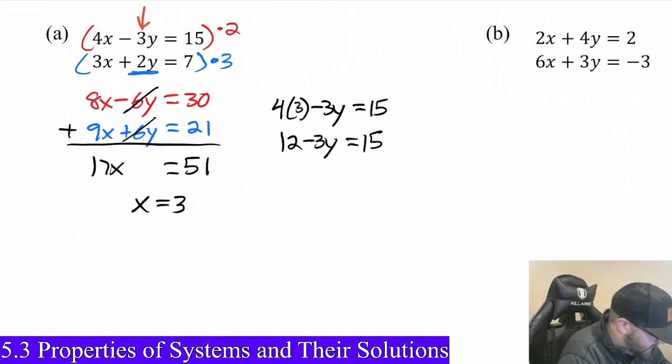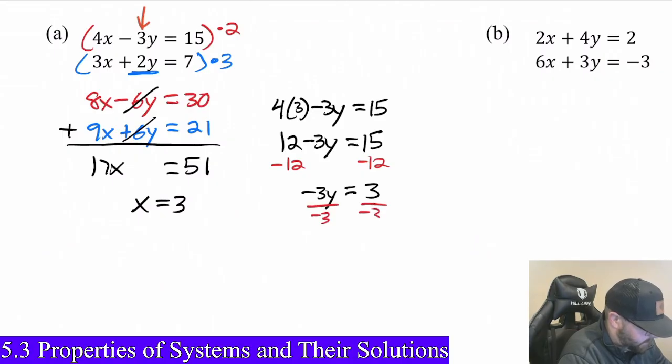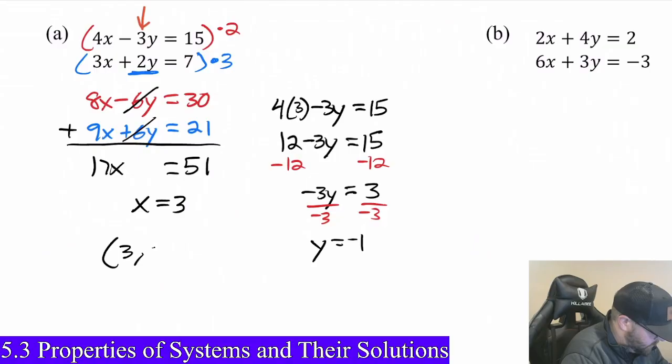If we subtract 12 from both sides first, we get negative 3y equals a positive 3. Okay, so divide both sides by negative 3, and we get y to be a negative 1. So our solution is (3, negative 1).